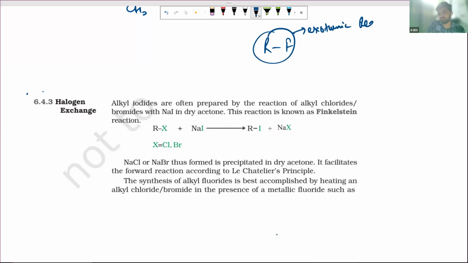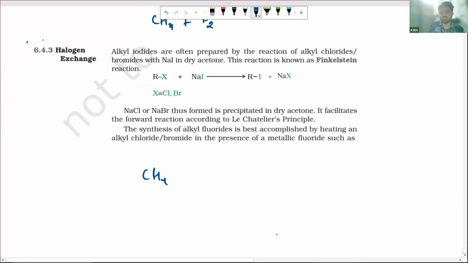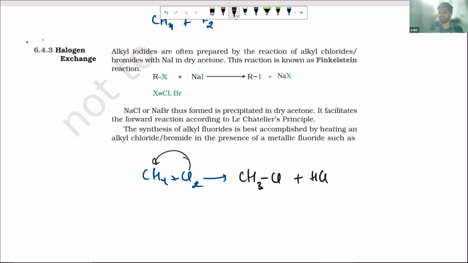Exothermic reaction. For example, if you pass methane gas with chlorine, like in the previous one, we have CH4 and we are passing chlorine gas to it, and it gives you CH3Cl. But if you pass methane gas with fluorine, it is a very exothermic reaction. It is just like a bomb blast. With chlorine gas it is easily possible, like in the previous one.